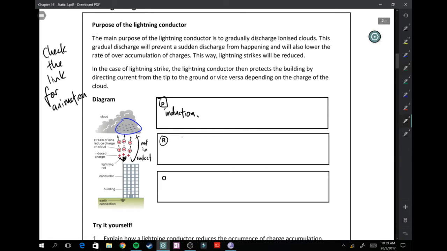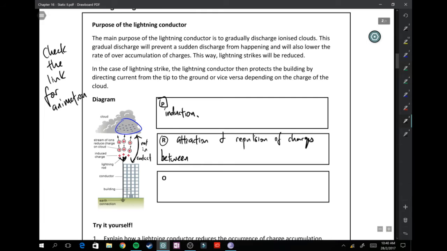For P, what is the principle behind the working of a lightning conductor? The lightning conductor works because of induction. You see the cloud and the conductor are never in contact, yet they are able to change the charge configuration of one another. That is the idea behind it. For the R, relating induction to this case, you will talk about the attraction and repulsion of charges. Of course the detailed answer is in the PowerPoint slide, but it's basically the attraction and repulsion of charges between 3 parties.